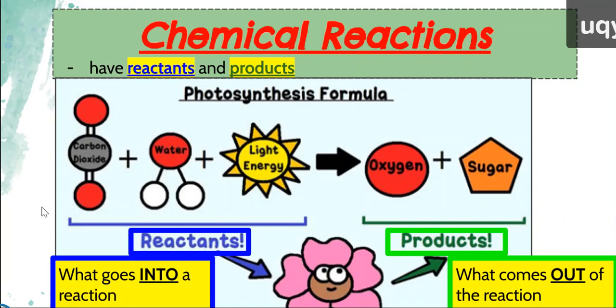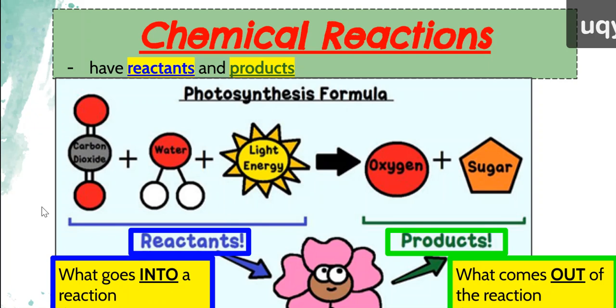So, let's take a look at the chemical reaction for this. In science, when we write a chemical reaction, it's kind of like a math equation. On the left side, you have reactants. These are the things you put into a math problem or into the equation. On the right side, you have products. These are the things that are produced or come out of your equation.